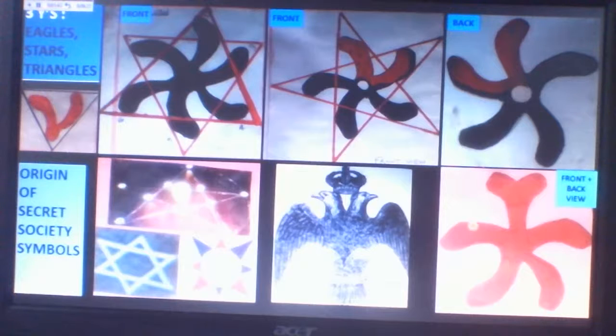So when the right hand, a front view and a back view are mixed together, you get a double-headed eagle, as used in most European countries, by Freemasons, and the USA has used it as well. So these are all your symbols, triangles, okay.